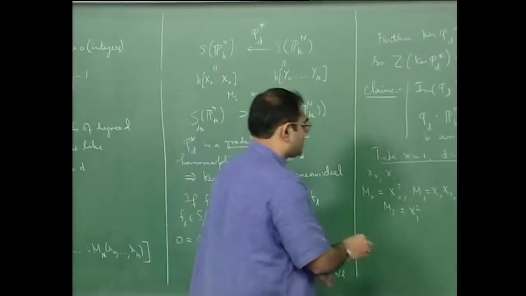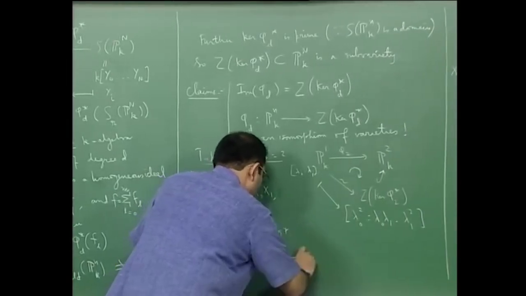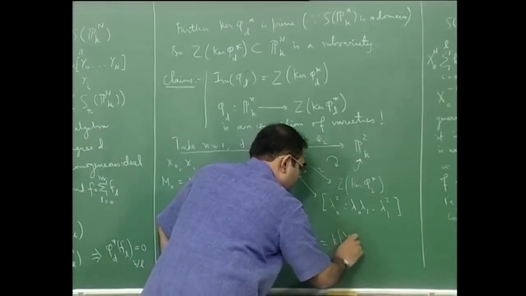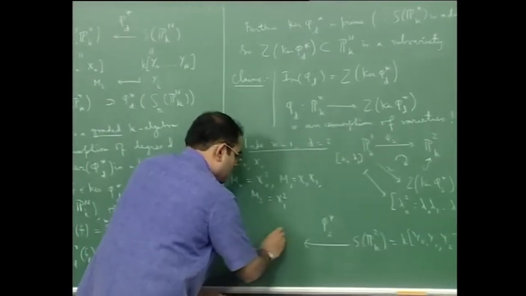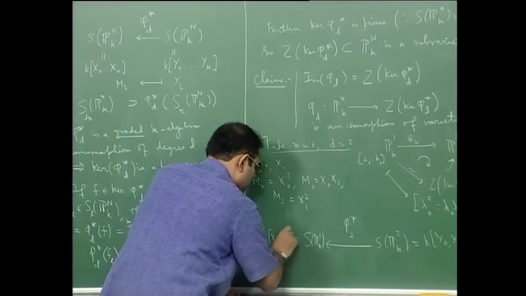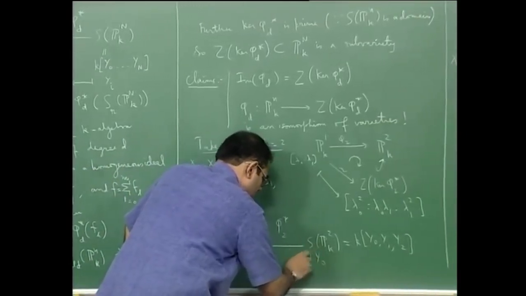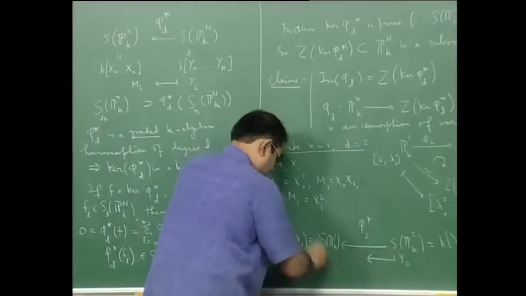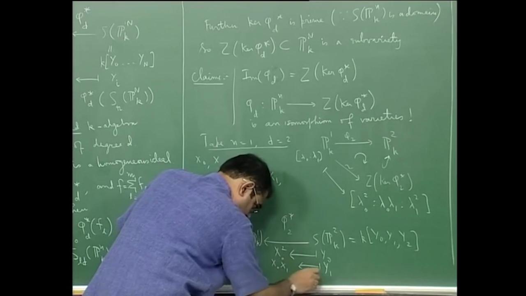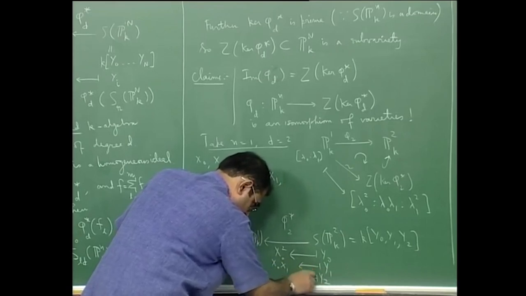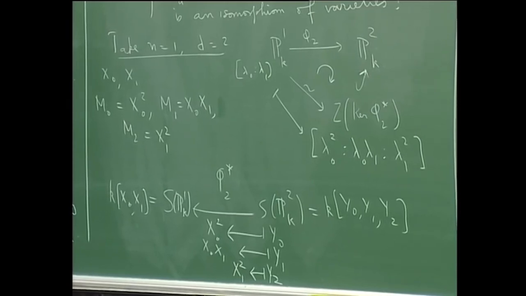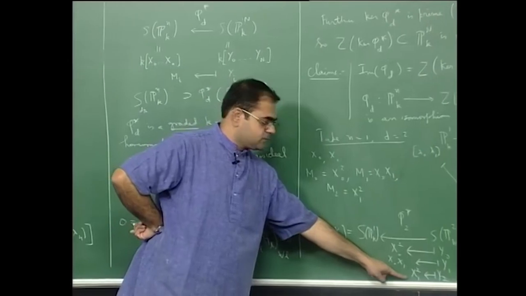And what is this phi_2 star? This phi_2 star is the map that goes from S of P^2, which is just identified with k[y0, y1, y2], to S of P^1, which is k[x0, x1]. You are just going to send y0 to, according to this definition, m0 which is x0 squared, y1 will go to x0 x1, and y2 will go to x1 squared. So are you able to see that?